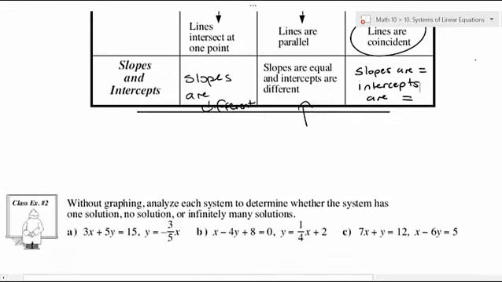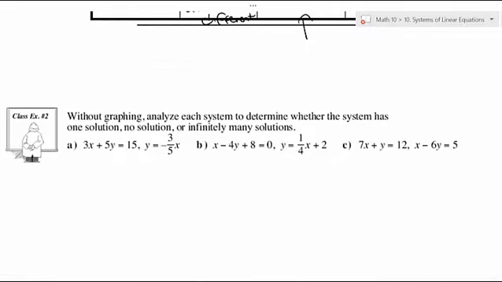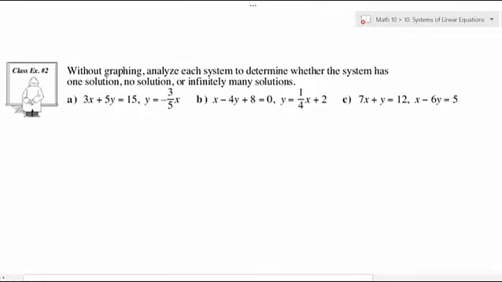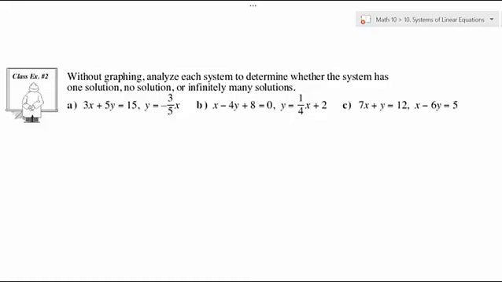All right, we've got one more practice exercise to do. Take a look at class exercise number 2. What I want you to do is take a look at these equations, and then I want you to determine whether there's one solution, no solution, or an infinite number of solutions for A, B, and C without graphing.